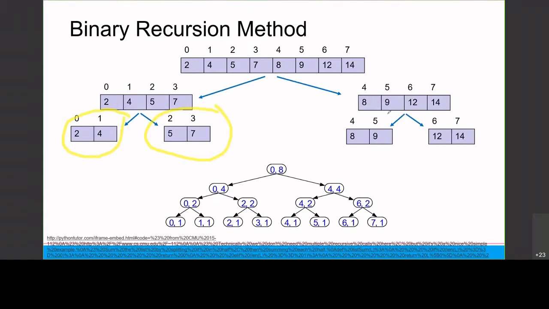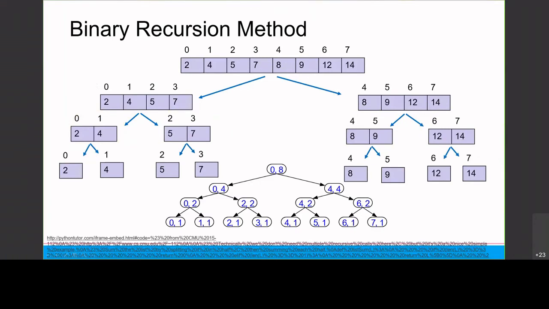And for the right section, we have to split this one on the left and this one on the right. And then if we go to the next, again, we will do the splitting on the left and on the right. And after we get the lowest element, then we will return back.